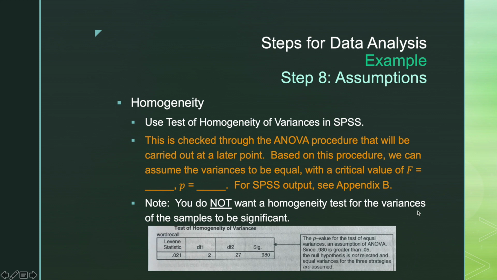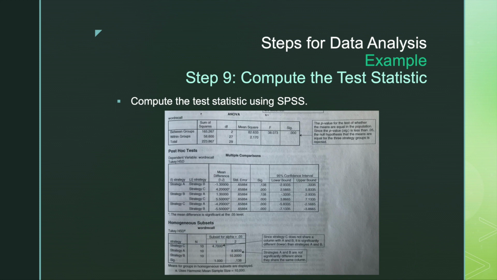Didn't mean to switch sides there. And then we have the actual p-value here, so the significance is 0.98. And it's really important here that it's not significant, and we don't want it to be significant. We can't run the test if the variances are not equal. And if there were a significant difference between the variances, that would say that they're not equal, and then we couldn't use this test. Next is we actually compute the test statistic using SPSS.